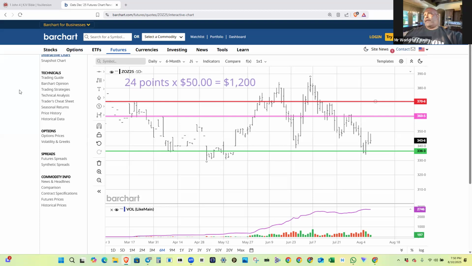I have a question for everybody. In this particular scenario we're talking about, where she sold the contract at 360 and the market traded down to 336, her position in the market was what? Can somebody tell me what her position in the market was? A seller? She was short. Bearish. Right. This is called being short the market.